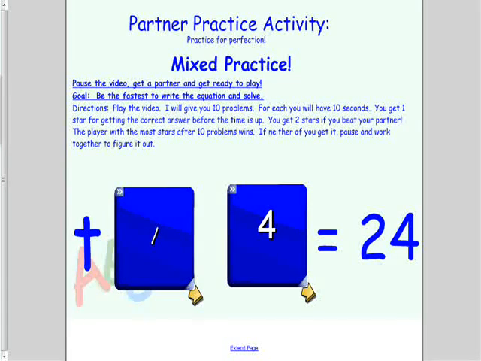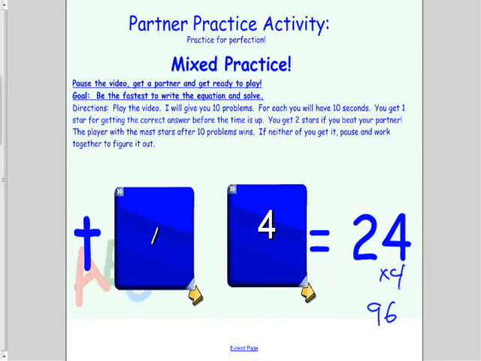All right, your answer is the opposite of divide by 4 is times 4. So 24 times 4. 4 times 4 is 16. 4 times 20 is 80. So that's going to be equal to 96. Next problem.